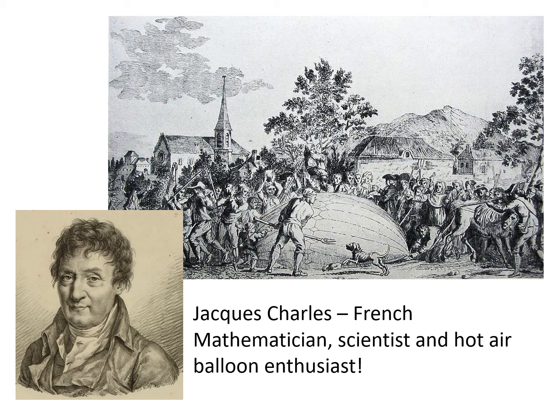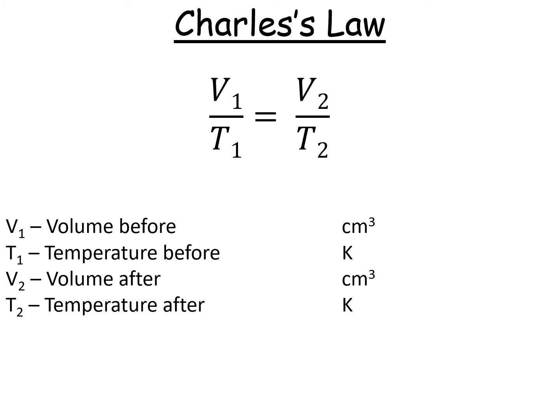Now, who was this guy who came up with Charles's law? He was a Frenchman called Jacques Charles, a French mathematician, scientist, and hot air balloon enthusiast. You can imagine if you're using a hot air balloon, you'd be interested in the pressure, the temperature, and the volume of gases. So here's Charles's law, which relates volume with temperature. It's quite simply V1 over T1 is equal to V2 over T2, where V1 is the volume before in centimetres cubed. Notice the unit here. Temperature, as I said, is in kelvins, and the same for the volume after and the temperature after.